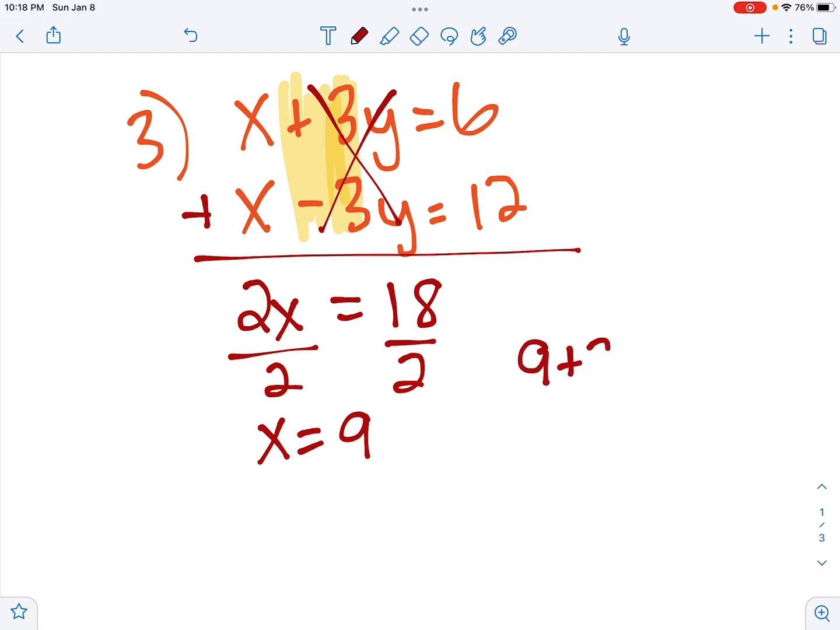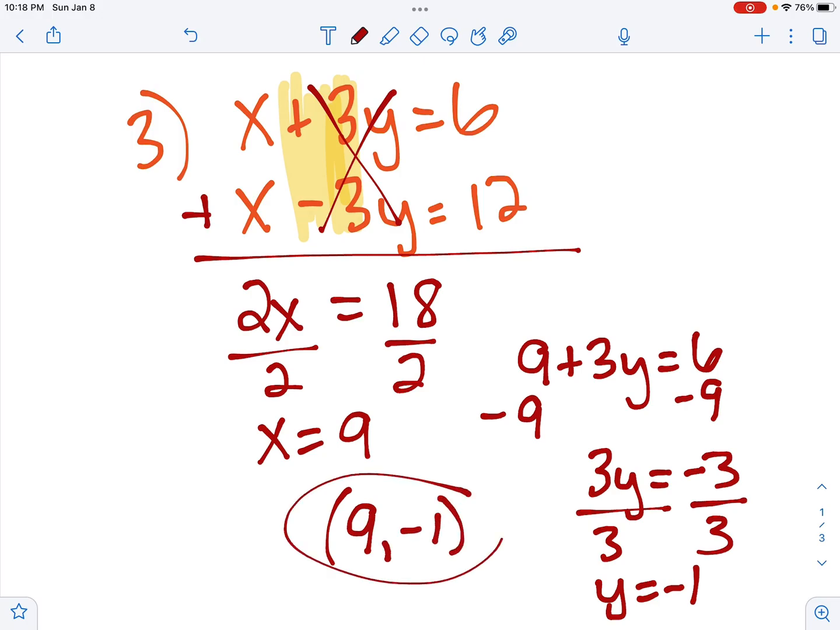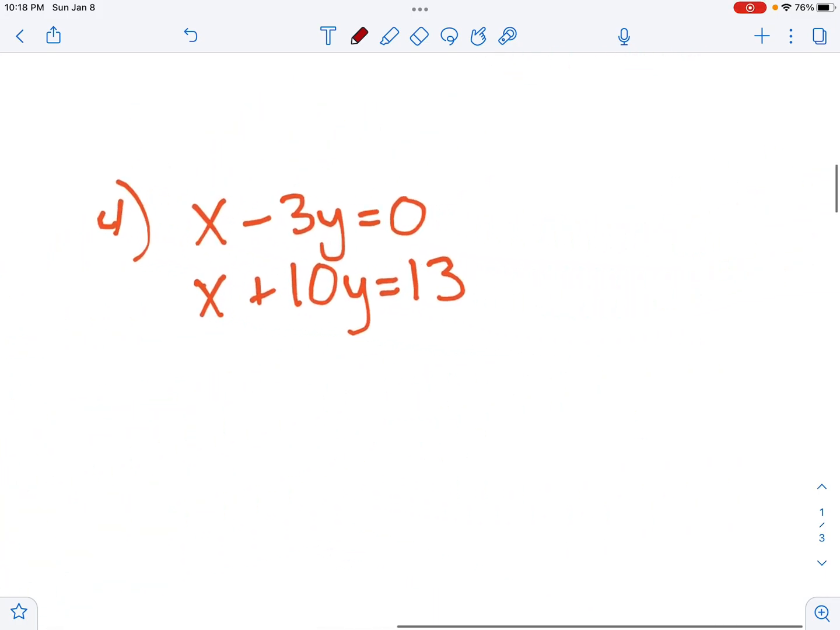So we have 9 plus 3y equals 6. I replace the x with the 9. Now I'm going to solve it. So I'm going to subtract 9 to get that y alone. So I have 3y equals 6 minus 9 is -3. Watch those negatives. Divide by 3 and y equals -1, which means this system meet at 9, -1. Okay, go ahead and try this next one.